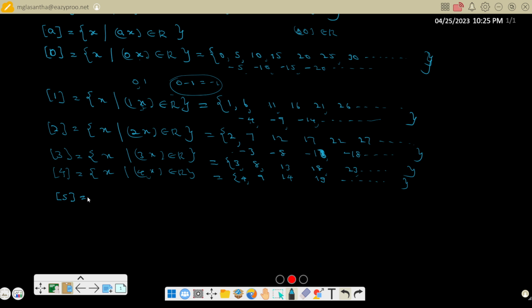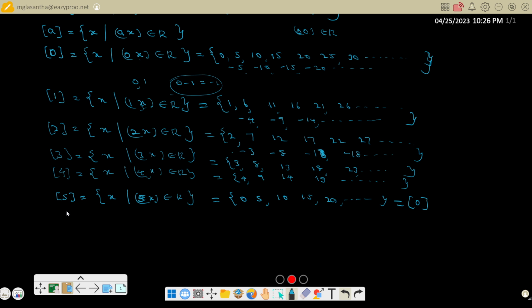What do you think about 5? So 5x belongs to R. Then 0 you can take, 5 you can take, 10 you can take, 15 you can take, 20 you can take, like that. This is the same as 0, okay, same as 0.